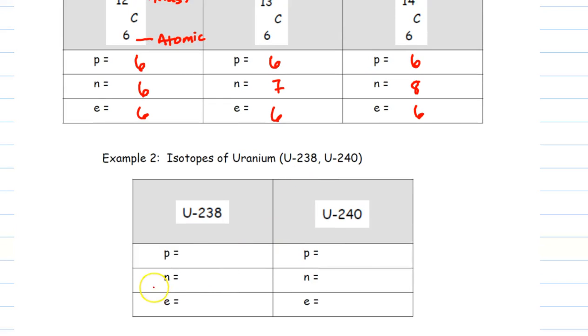Okay, work the isotopes of uranium using your periodic table and figure out how many protons, neutrons, and electrons are in each isotope. Stop the video and do this, and then come back and check your answer. Check your answer here, and if you have any questions on this, post your questions in the discussion board on Schoology.